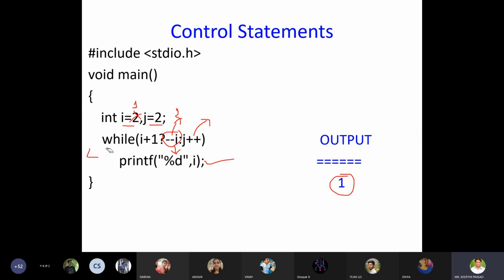After that the while loop repeats, we come back here. Again i plus 1: the i value is 1, 1 plus 1 is 2, 2 is true, fine. But with minus minus, the i value is 1. If you decrement, it becomes what? 0. 0 means false, so you will come out of the loop. Understood?